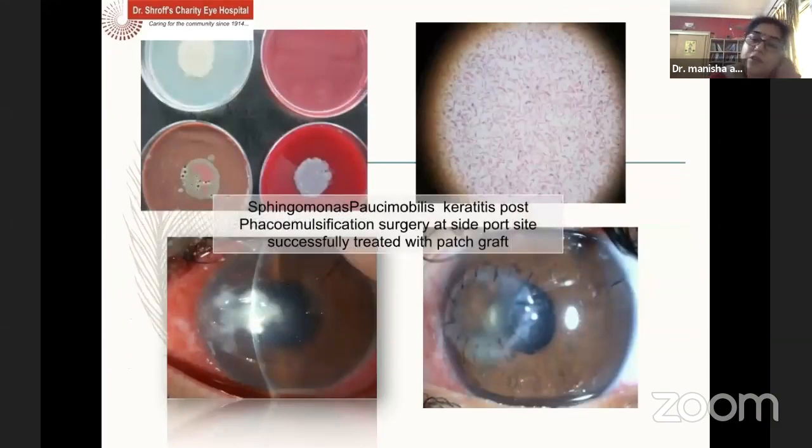This is one of the cases of Sphingomonas paucimobilis, which is basically a very similar organism to Pseudomonas, post phacoemulsification surgery at a side port, which was successfully treated with a patch graft, and he did well in this eye.